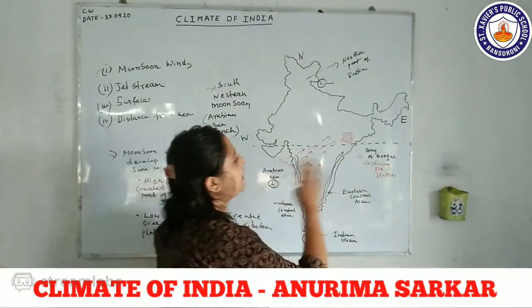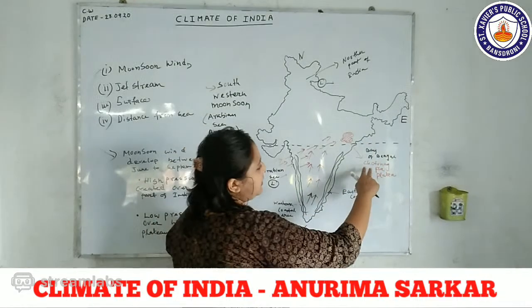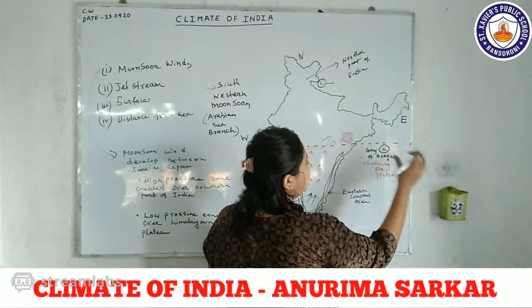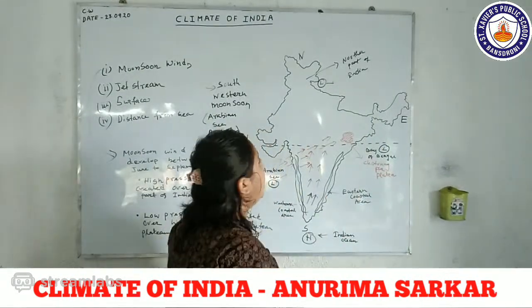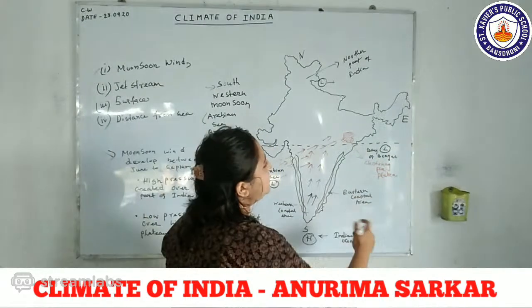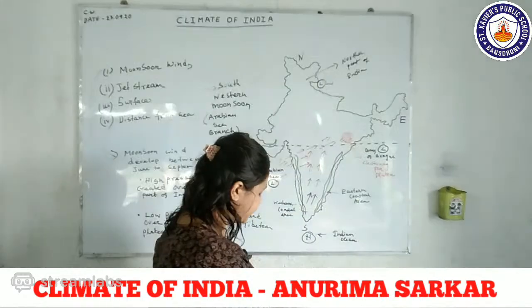Let's talk about the Bay of Bengal branch. In the Bay of Bengal part there is a low pressure also created over the Bay of Bengal. Another low pressure is created over the Bay of Bengal, and the southwestern monsoon also blows from the Bay of Bengal to the eastern part of the subcontinent.